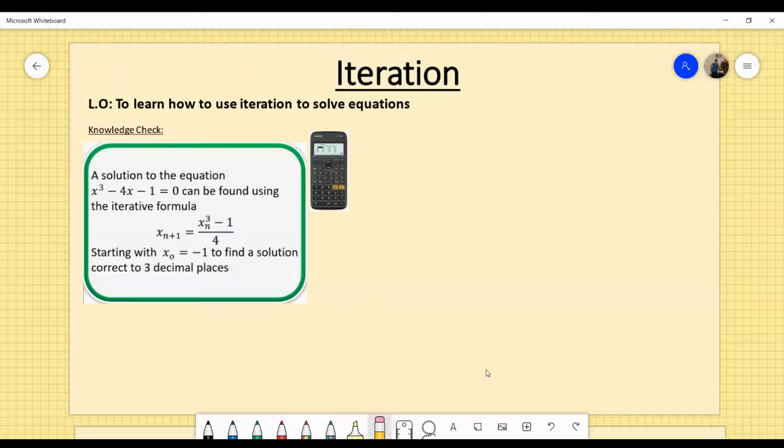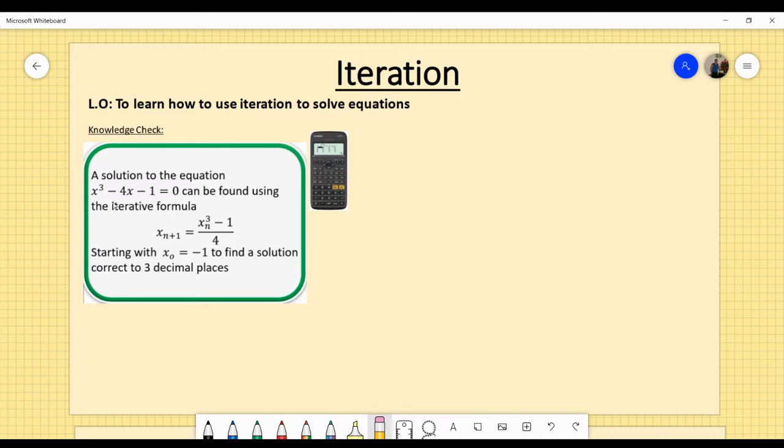Right, so we're going to have a look at how you use iteration to solve equations and also how you can rearrange an equation to create an iterative formula. So if you can start off having a look at this first question, give it a go, and then when you're ready for me to go through it with you, hit play again.